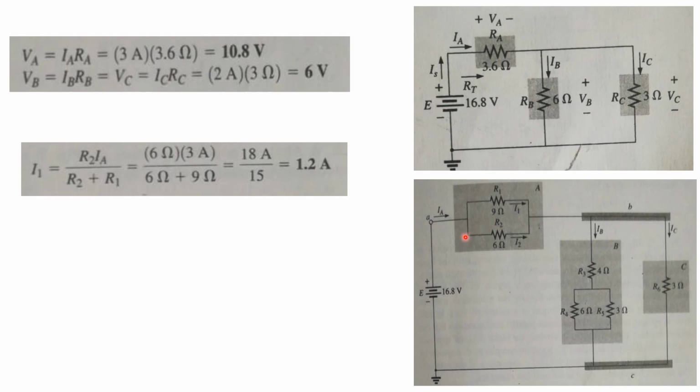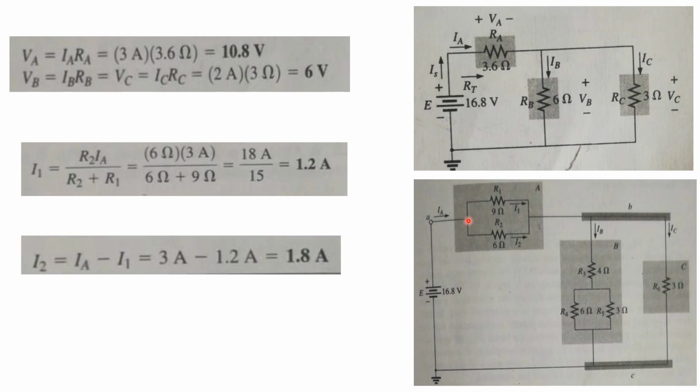Now again you could apply the current divider rule to get the value of I2, but you can use KCL at this point to find the value of I2. So applying KCL at this node, KCL states that the current entering the node is equal to the current leaving the node. Here the current entering the node is IA and leaving the node are I1 and I2. So when we apply KCL to this point, we will get I2 is equal to IA minus I1. Substituting the value, IA is equal to 3 ampere and I1 is equal to 1.2, which we calculated here. So the value of I2 is equal to 1.8 ampere.